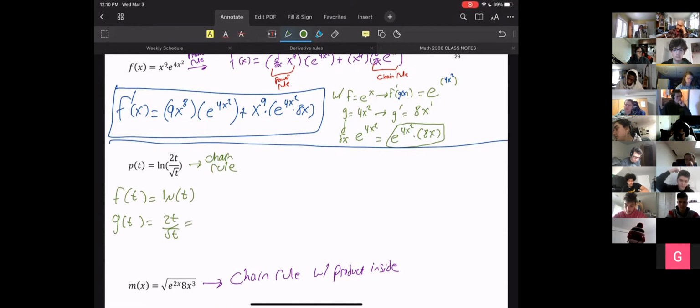And I'll just remind you that square root is the same thing as t to the 1/2. And we're going to want to think about it as t to the 1/2 because when we take the derivative, it's an easy power rule, right?